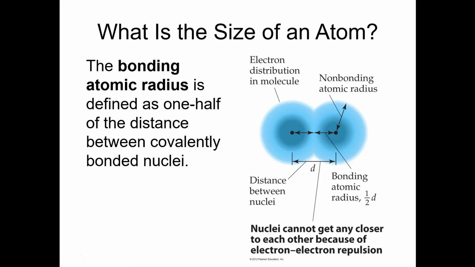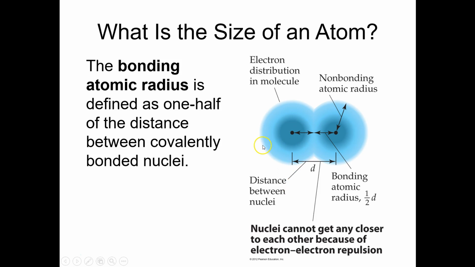How do we measure the size of an atom? There's really a couple different ways to talk about radius. One radius is from the nucleus to the outer edge of the electron cloud. We'd call that the non-bonding atomic radius. And then we can also talk about the bonding atomic radius, which is simply 1/2 of the distance between two nuclei in a bond between two atoms of the same element.